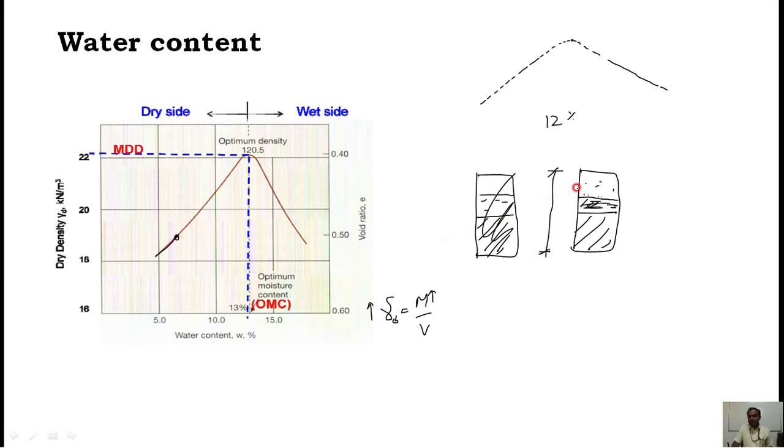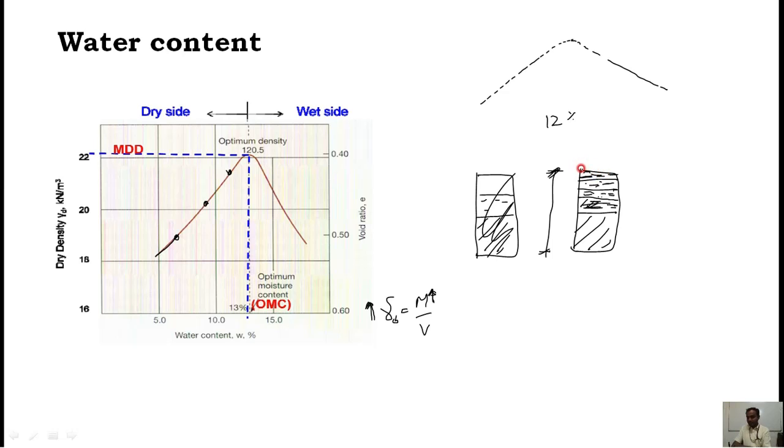Then again we add some amount of water. Is there any change in the volume? No change in the volume. But the mass? Yes, the mass has changed. Therefore the density is increased, and we get another point. Then again we add a little amount of water. No change in the volume, but a change in the mass, therefore it increases again. Like that it goes on increasing.